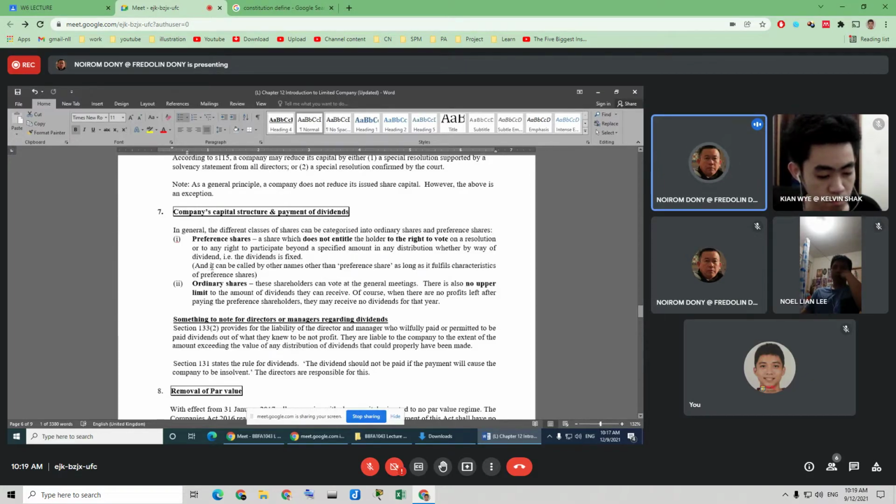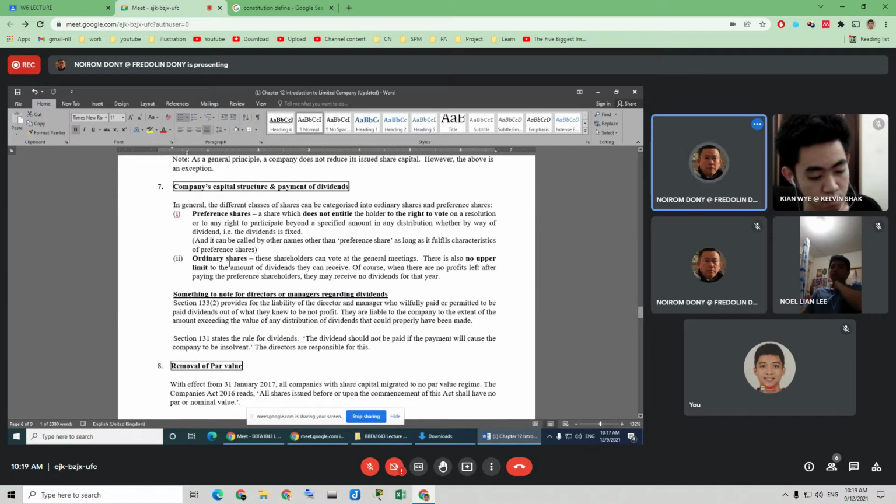It can be called by another name other than preference share, as long as it fulfils the characteristics of preference share. So it's different from ordinary share. Ordinary shareholders can vote at the general meeting. And there is also no upper limit to the amount of dividend they can receive. Meaning, if the company is profiting, after paying all the preference share dividend and they have extra, the ordinary shares can participate in the extra as a dividend. Meaning there's no upper limit.